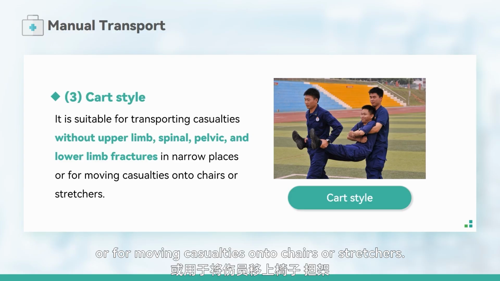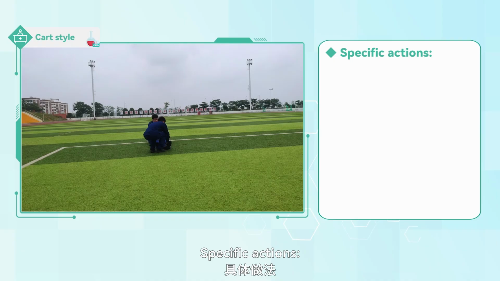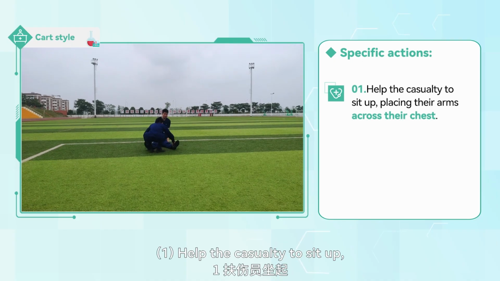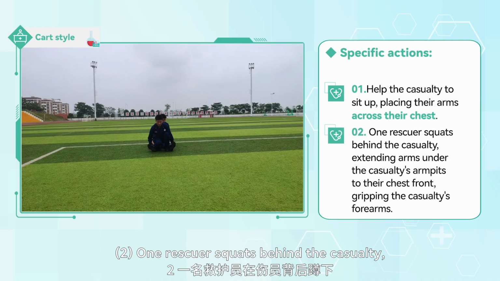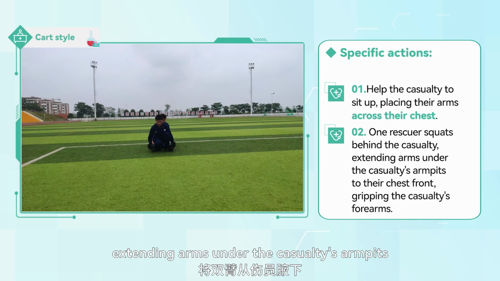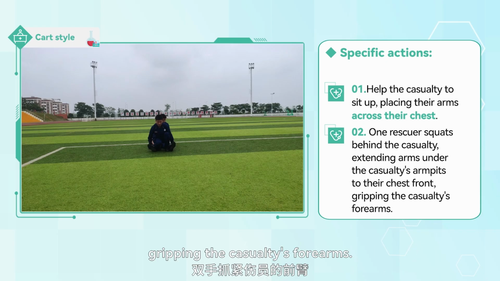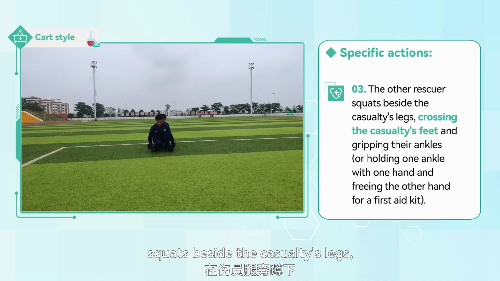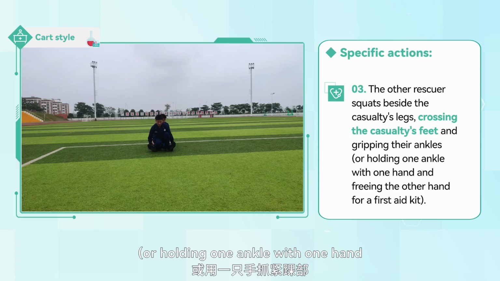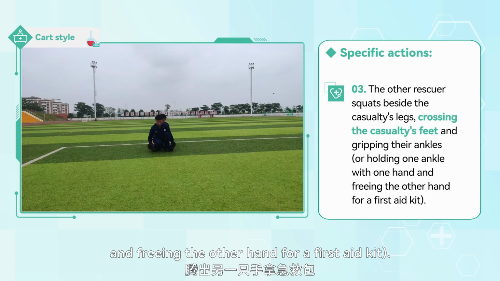narrow places or for moving casualties onto chairs or stretchers. Specific actions. 1. Help the casualty to sit up, placing their arms across their chest. 2. One rescuer squats behind the casualty, extending arms under the casualty's armpits to their chest front, gripping the casualty's forearms. 3. The other rescuer squats beside the casualty's legs, crossing the casualty's feet and gripping their ankles, or holding one ankle with one hand and freeing the other hand for a first aid kit.